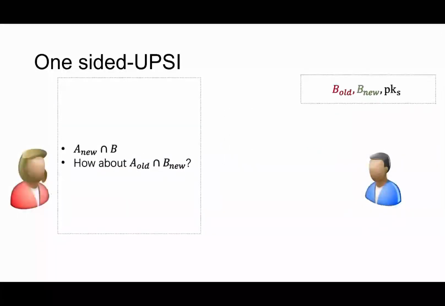How about A old intersection with B new? We can use DDH again, assuming the client maintains A old raised to K0, K1. As B new comes in, the server can raise it to K1 and send it to the client. The client can raise it to K0 again and get the intersection.